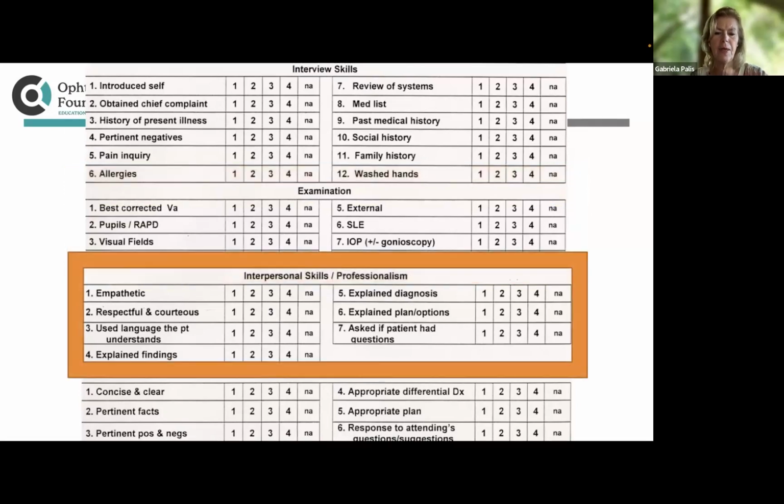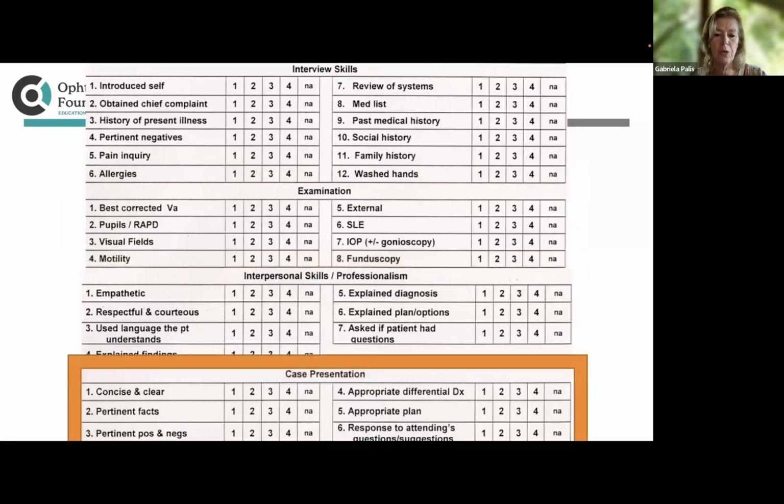Then there is a part for assessing interpersonal skills and professionalism. So the observer will check if the resident is being empathetic, respectful, and courteous, if he explains findings, if he asks if the patient has questions, etc. And the last part is about case presentation. So how the resident presents the case to the attending doctor, if he's concise and clear, if they present the pertinent facts, the appropriate plan, etc.